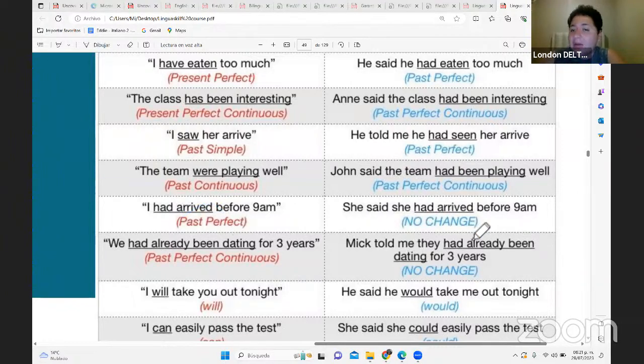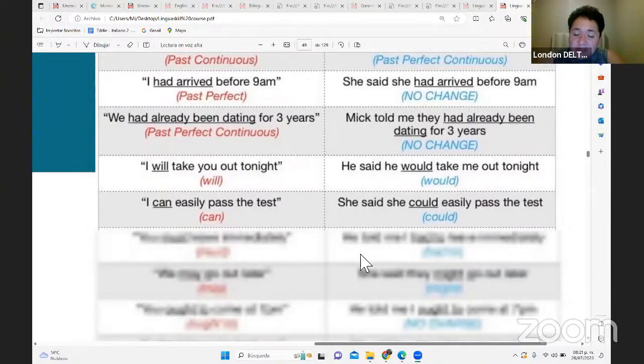Entonces no cambia de tiempo la frase. Ella dijo que había llegado antes de las 9. Okay, so the past perfect is the limit, is the wall, you can't go further. Okay, el pasado perfecto entonces queda como pasado perfecto in reported speech. Okay, the same for past perfect continuous, you don't change. Now, what happens with the modal verbs? Modal verbs is easy, they don't change.